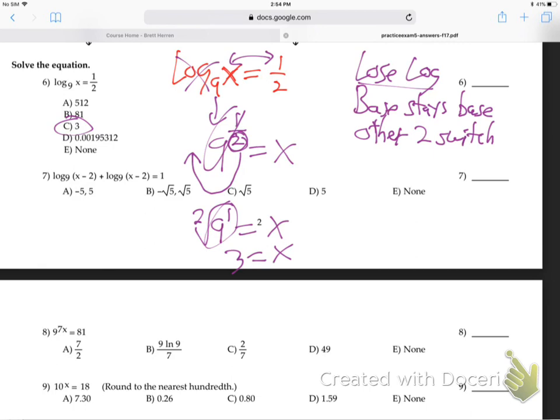Try number 9. Number 8. Number 7. Oh, I'm skipping 7. Let's do 7 then. Better do 7.